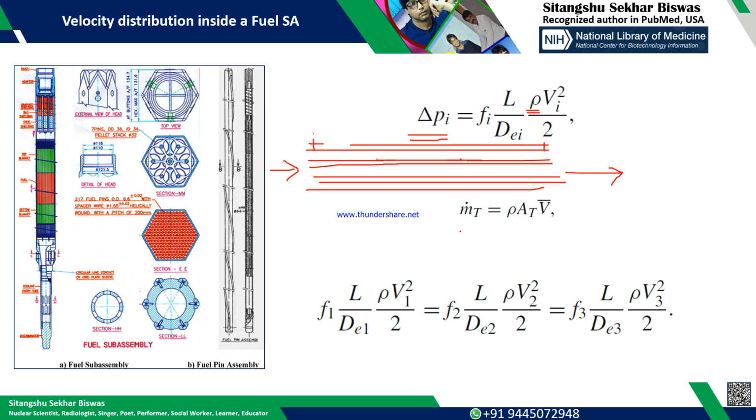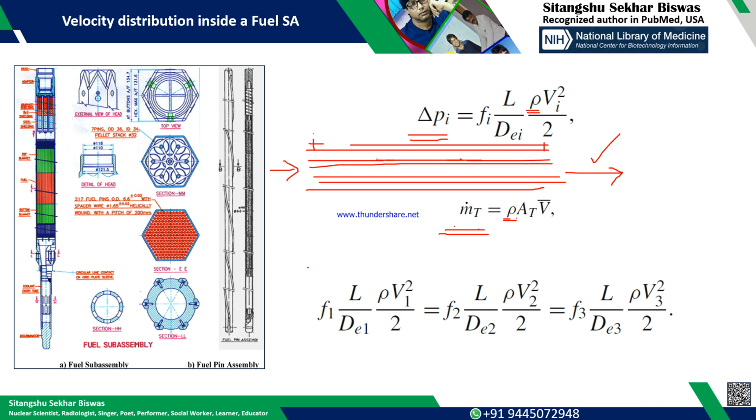Now if you consider the total mass flow rate, that is equal to rho into the total area, meaning the total area of all three channels, into some average velocity, which is measured here. This is the average velocity.